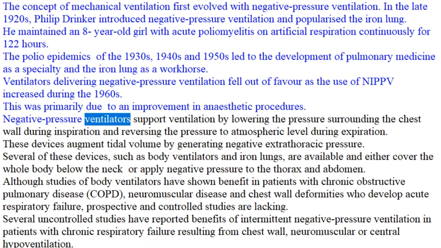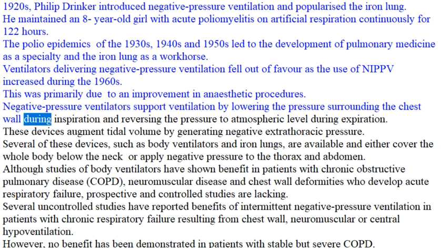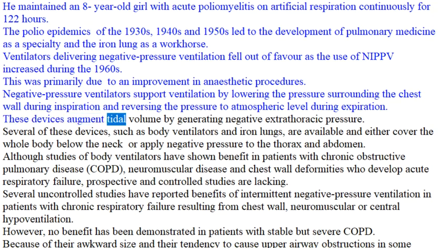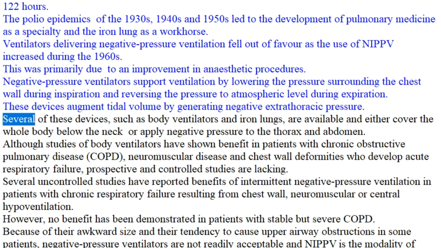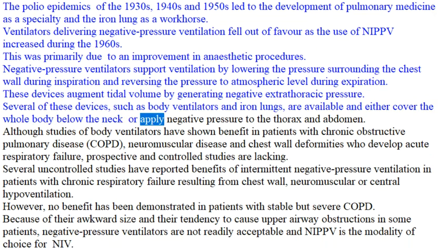Negative pressure ventilators support ventilation by lowering the pressure surrounding the chest wall during inspiration and reversing the pressure to atmospheric level during expiration. These devices augment tidal volume by generating negative extrathoracic pressure. Several of these devices, such as body ventilators and iron lungs, are available and either cover the whole body below the neck or apply negative pressure to the thorax and abdomen.